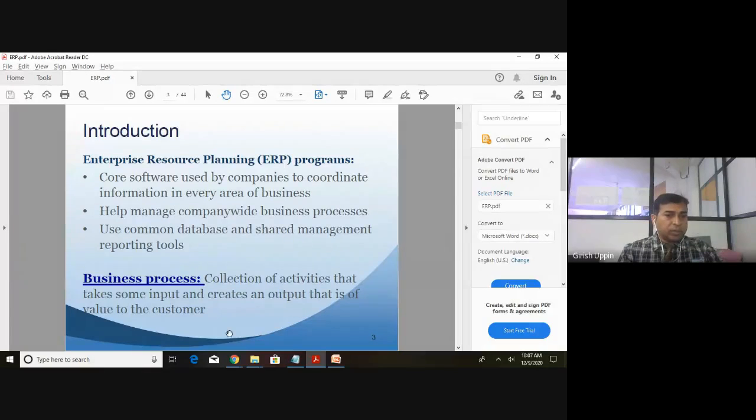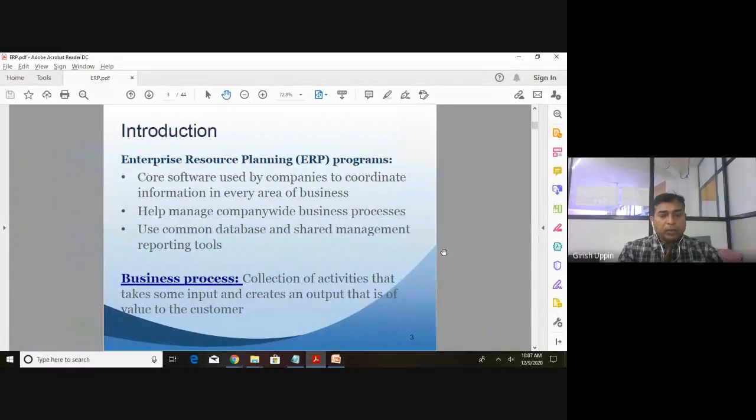Business process. What is a business process? A collection of activities that takes some input and creates output that is of value to the customer. So every business process takes a certain input, and it produces output which is beneficial to the customer. For example, in the admission process, your application is the input, and the output of that process is that you are admitted to the college with the respective department. That is the output.